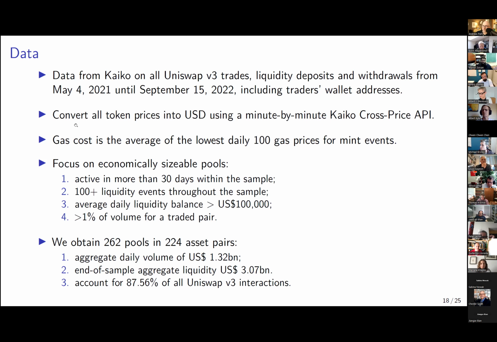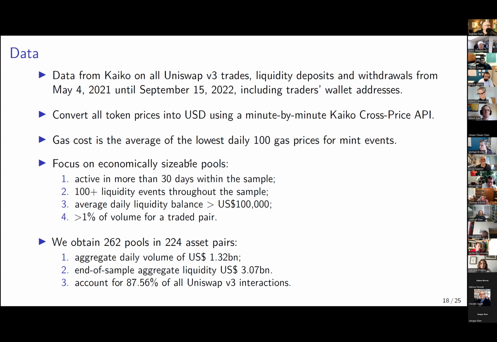We are converting everything into US dollars to have a common basis of comparison using Kaiko's cross price API. Basically, we're looking at minute by minute pricing to convert all the token prices into USD.